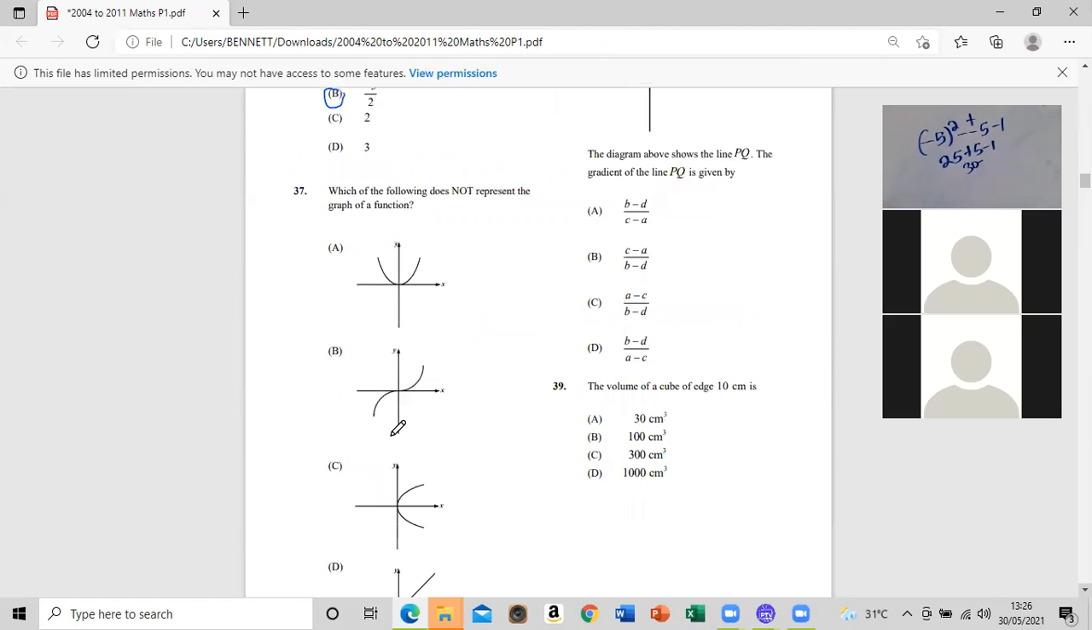We did this one already. X should have more than one value. So it can be a function.